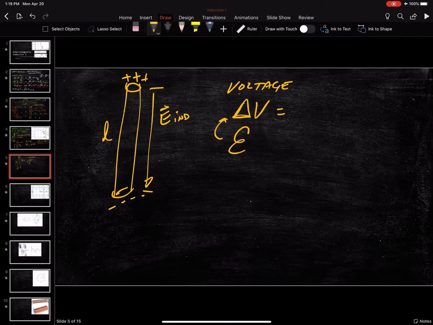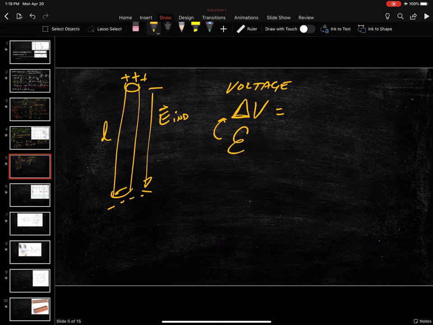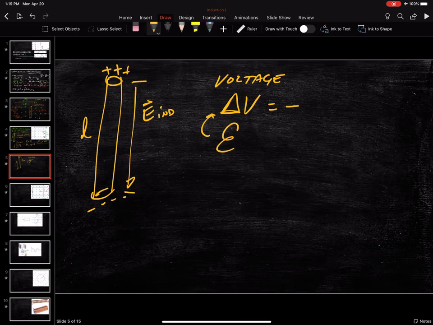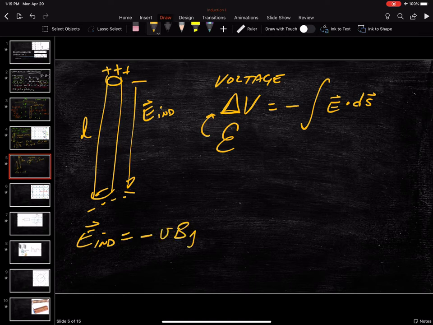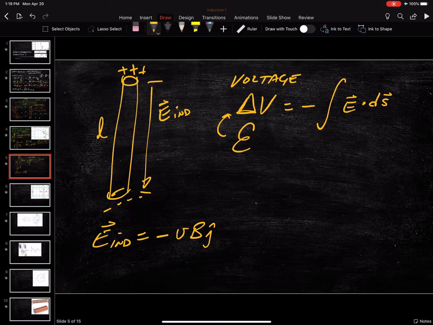As we've seen before for DC circuits, I'm going to write it this way, but for right now it's the delta voltage. You remember, hopefully, is minus integral E dot ds. Okay? Well, in this case, my E induced is nice and constant. Is, if you like, minus VB, say j hat, if this is pointing up and down. And so in this case, as long as I'm moving at a constant velocity, as long as my magnetic field is nice and constant, then the voltage should be nice and constant also.